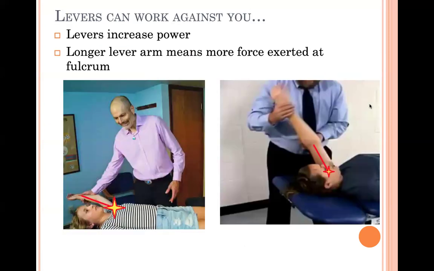Someone said levers can also work against you. So levers increasing the power. So the longer lever arm, it means more force exerted at the fulcrum. So think about it this way: this is an older adult versus a younger child. The amount of work the therapist has to do with the older adult due to its length of lever is going to be increased or more than the therapist working with the smaller kiddo.